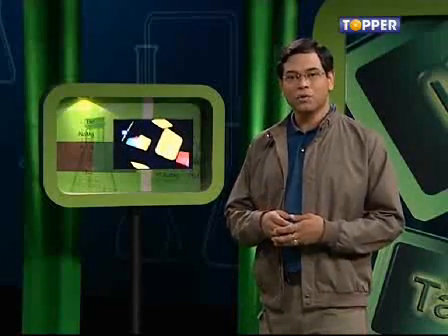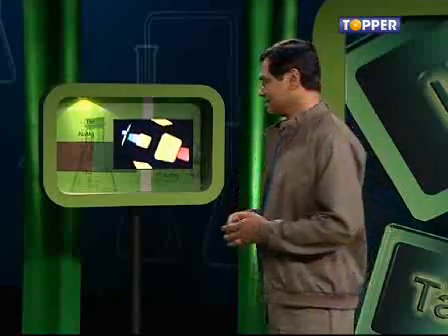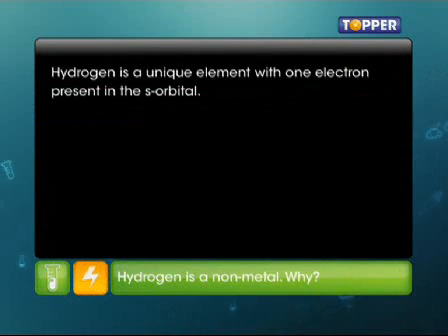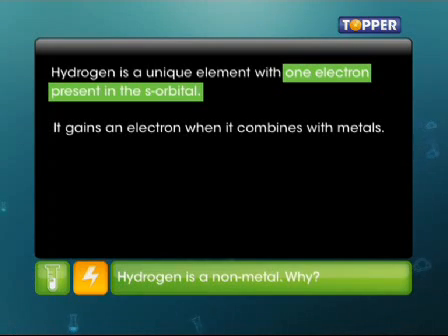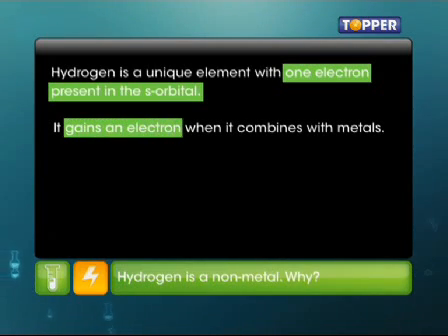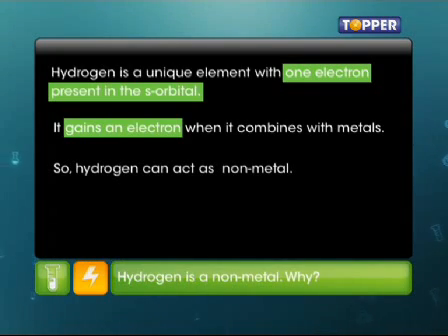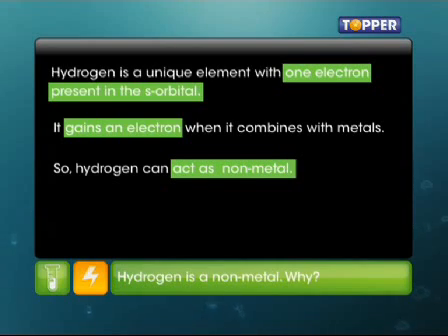It's now time to take a call from one of our students who has got a question for me. Hydrogen is a non-metal. Why is it so? Excellent observation. Hydrogen is a unique element with one electron present in the s orbital. It gains an electron when it combines with metals. So hydrogen can act as a non-metal.